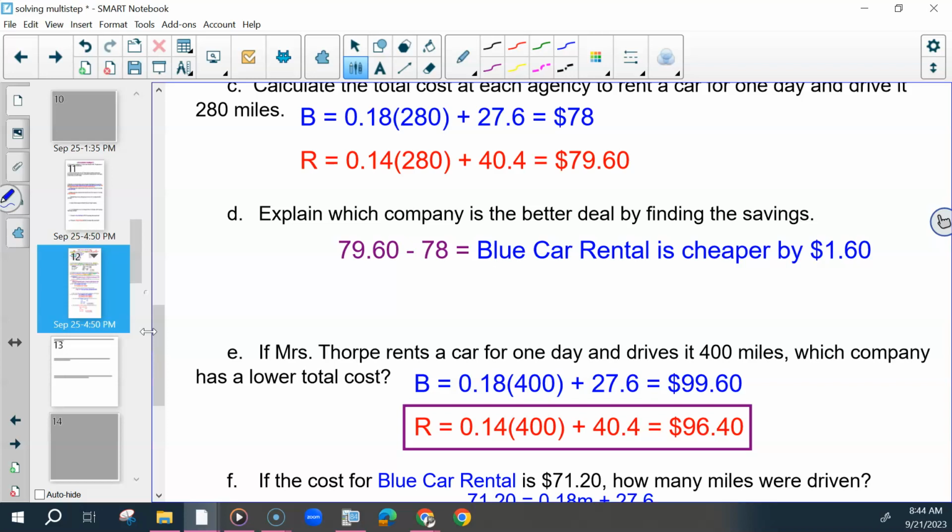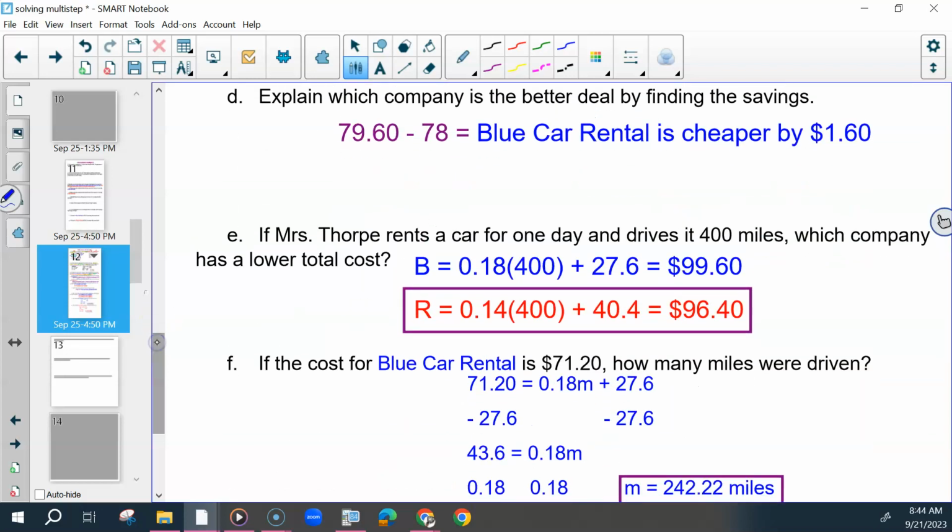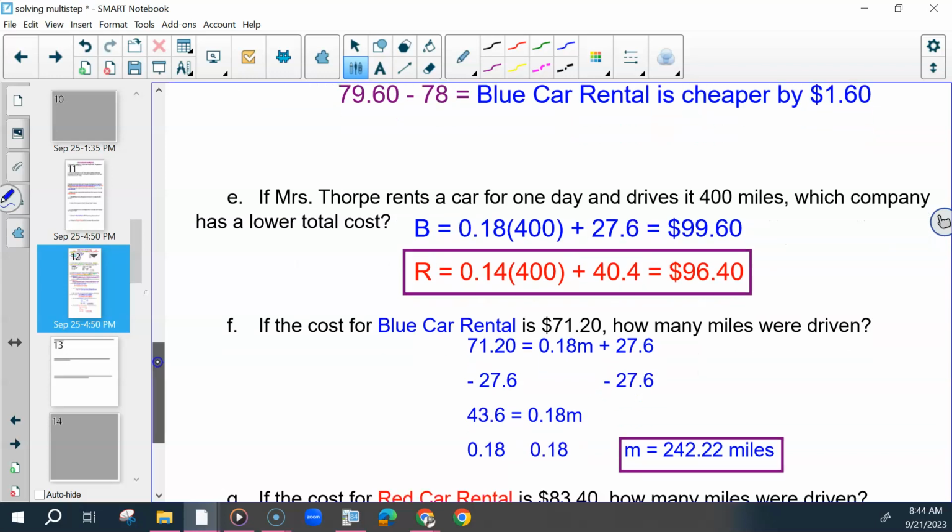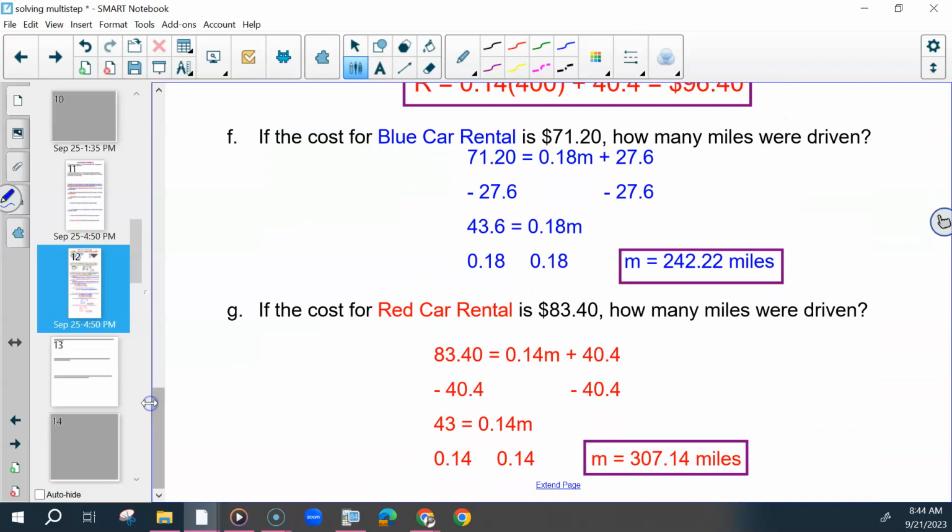This one also asks which one has a lower cost. So for more miles, the red has a lower cost, but for a lower amount of miles, the blue one has a cheaper cost. Then F and G ask about miles. You're given the total cost, so you would put that where your equals is, and then solve. So F would be 242.22, and then G would be 307.14.